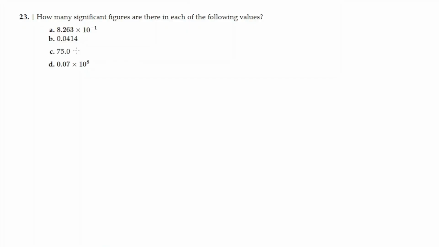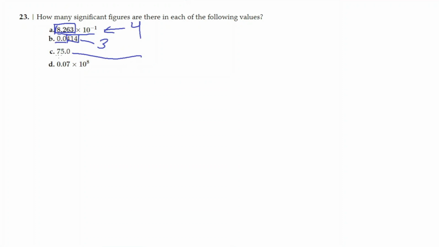Number 23 asks how many significant figures are in each of the values. First we have 8.263 times 10 to the negative 1 power. This is written in scientific notation, so we can conclude there are 4 significant figures here: 8.263. Now let's take a look at letter B. We have 0.0414. We said that the zeros leading up to the numbers show where the decimal is, but are not significant figures. So our only significant figures are 414, which gives us a count of 3.